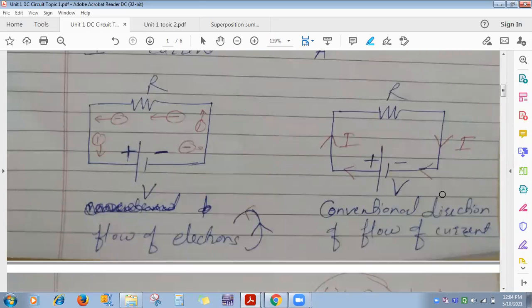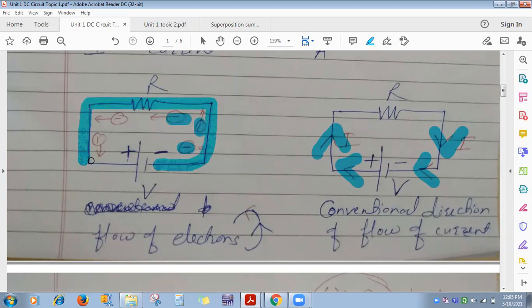Because in earlier days, whenever analysis was done by scientists, they first assumed this one direction, that current flows from higher potential to lower potential like this. But later on they discovered that electrons flow like this. That is, they start from the negative terminal of the battery and move toward the positive terminal of the battery, in the circuit outside the battery. First they assumed this, and later on they discovered this one.